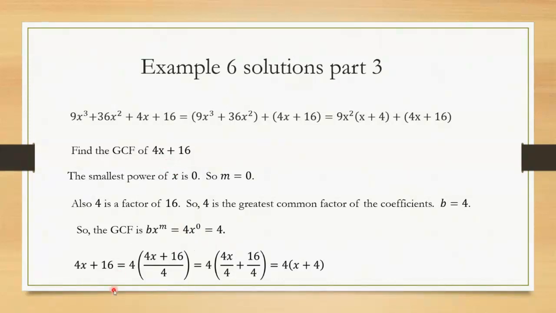So we factor it out like so, right? Again, there's a non-zero constant term. So the smallest power of x is 0, right? We don't factor out x at all. X is not in the GCF. 4 being a factor of 16, and 4 is over here. 4 is the greatest common factor among the coefficients and the constant term. And so our GCF then would be 4 times x to the 0, which is just 4.